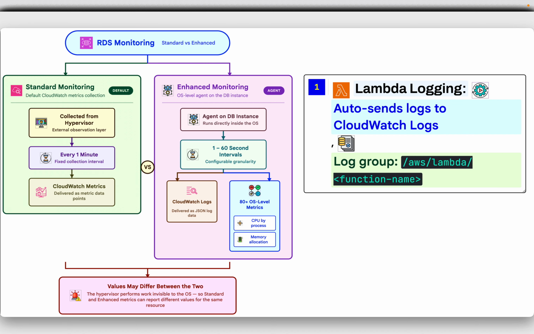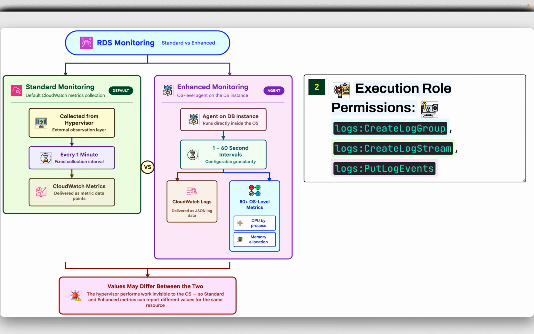Next one, Lambda automatically sends logs to CloudWatch Logs. The log group follows the format /aws/lambda followed by the function name. The Lambda execution role needs 3 permissions. First one, logs:CreateLogGroup, logs:CreateLogStream, and logs:PutLogEvents.